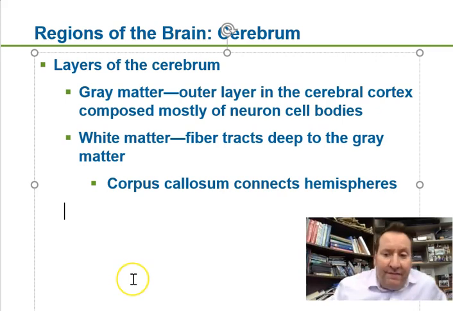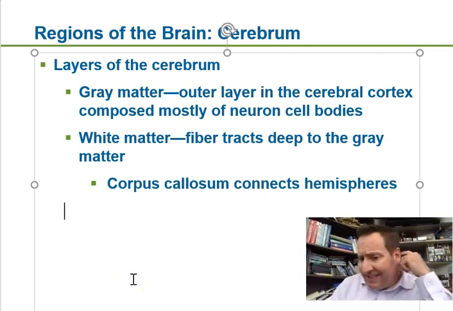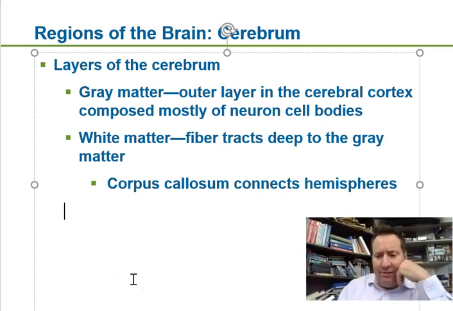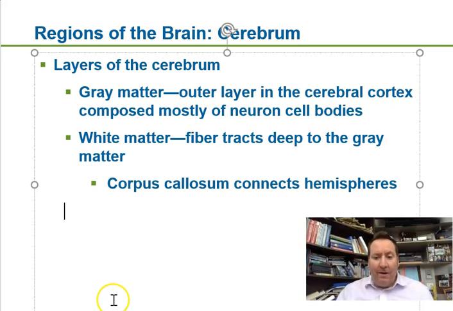Inside of the cerebrum, we have these layers, and inside of neural tissue of the brain, when we cut it open, we're going to see areas of gray and areas of white. So we call this gray matter and white matter. Now we're going to get down to the neuron level and see what's going on there as far as with gray matter and white matter.